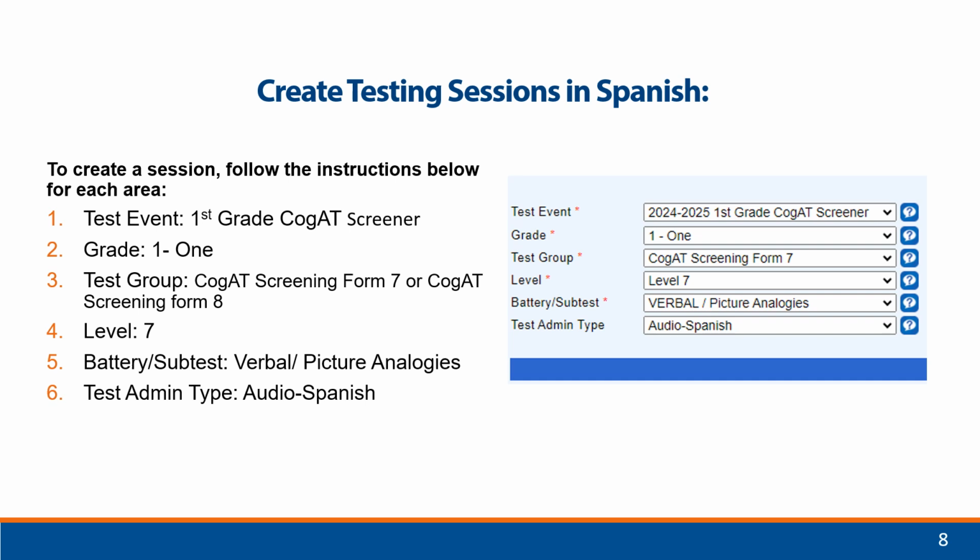Create testing sessions in Spanish. To create the sessions in Spanish, please follow the instructions below. For test event, select first grade CogAT screener. Grade is 1. Test group, you can either choose Screening Form 7 or CogAT Screening Form 8. Either or is perfectly fine. Then level number 7, battery subtest. You will start with verbal picture analogies, and then test type. Please choose audio Spanish.